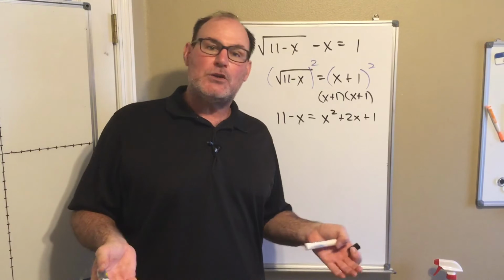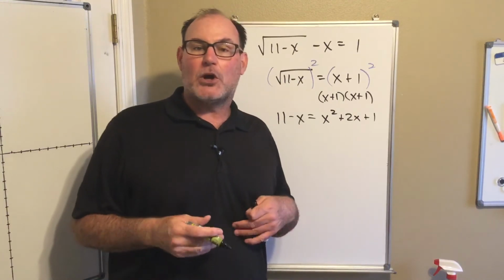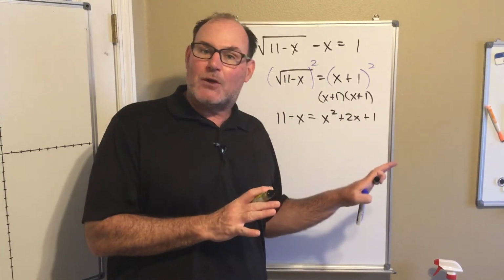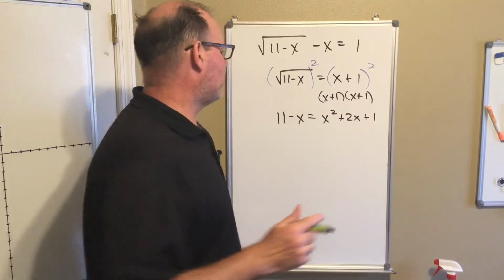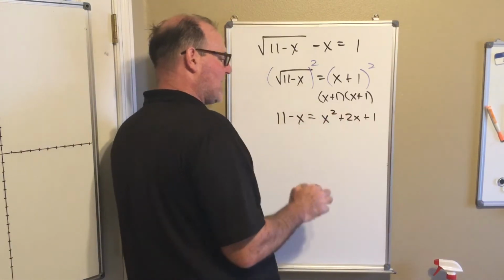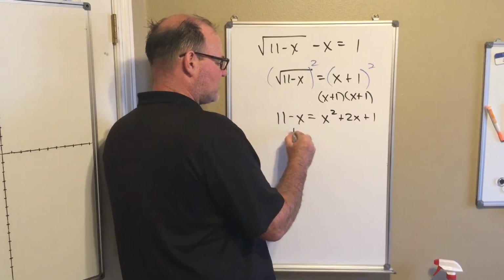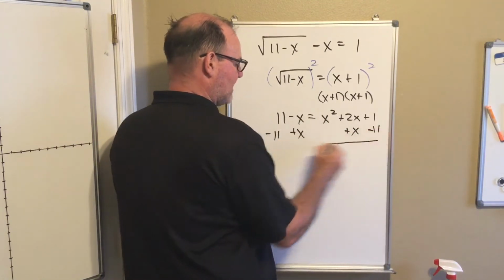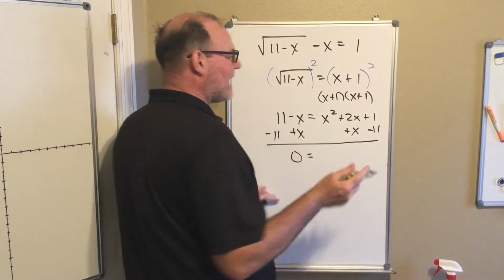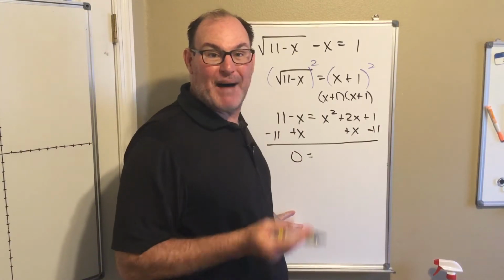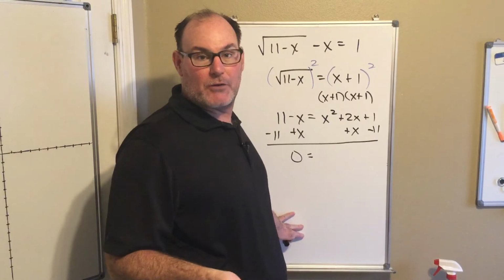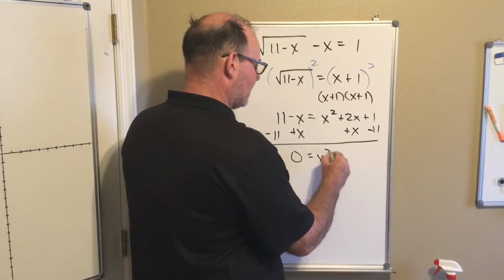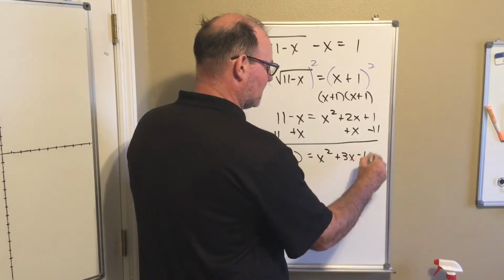So whether you're going to use the quadratic formula or whether you're going to factor, you put everything on one side, you set this equal to 0. So I'm going to put everything over here with the x squared. So I'm going to add the x to both sides, and I'm going to subtract the 11 from both sides. The reason I'm doing this is I always like my squared term to be positive, whether I'm using the quadratic formula or whether I'm going to factor.